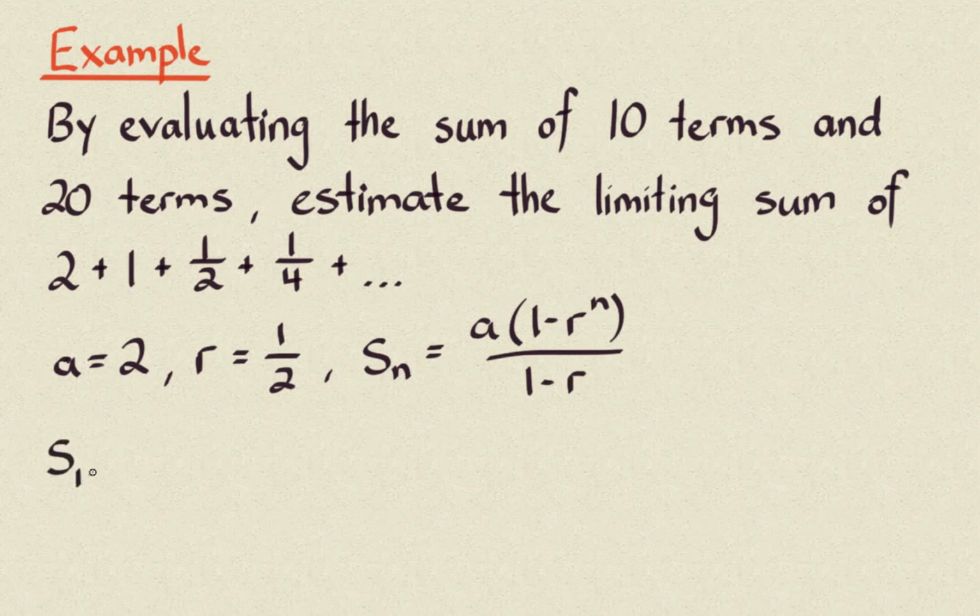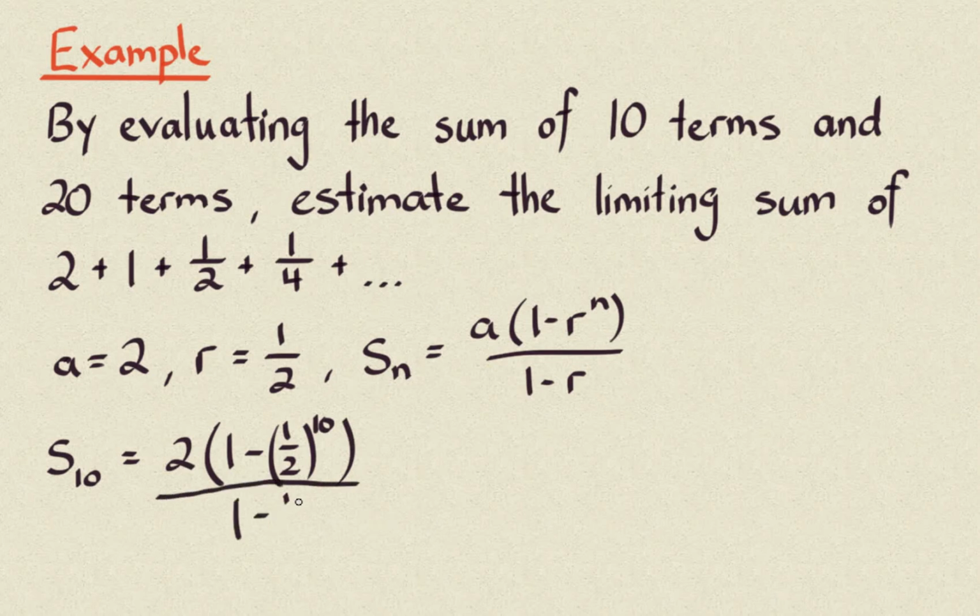So, sum of the first 10 terms. Substituting in our values, we get 1 minus a half to the power of 10 on the top with the 2 out the front, and we have 1 minus a half on the bottom. When we plug all of this into the calculator, we find that we get 3.9961 and so on, and we'll just leave it at 4 decimal places.